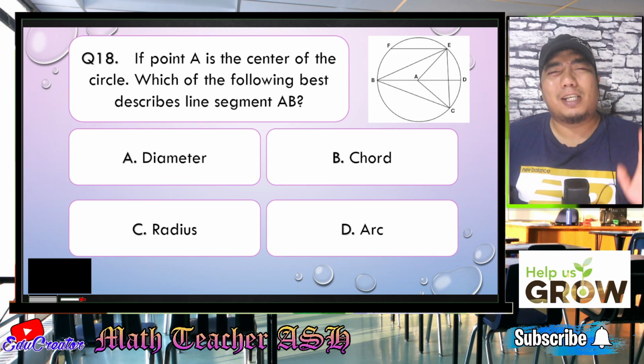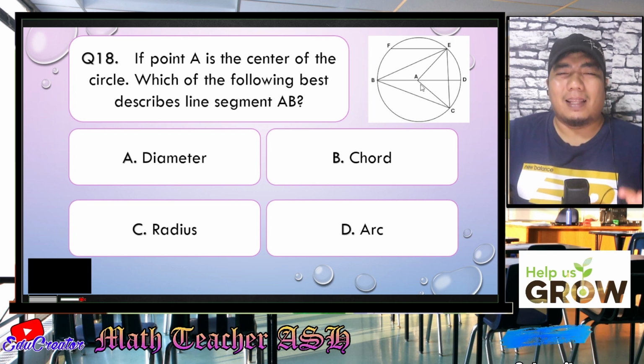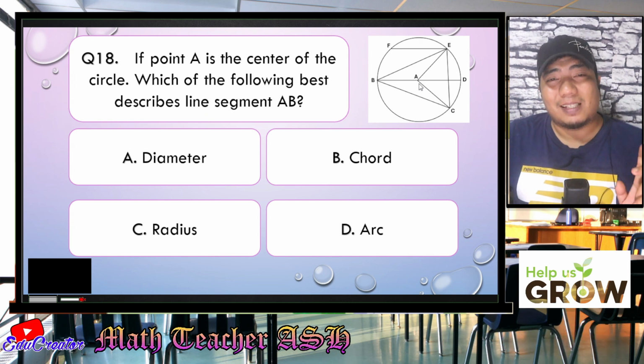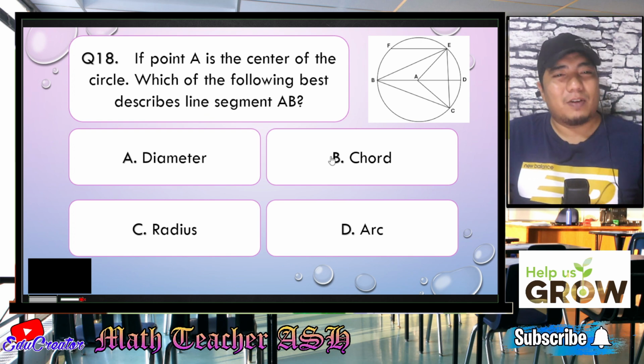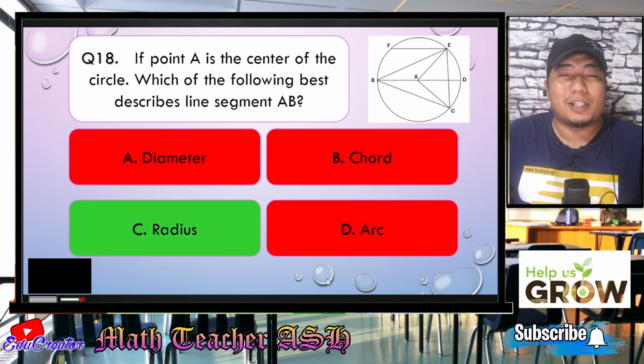Alright, math learners, this is very, very easy. Why? Because a segment that has one endpoint on the circle and the other endpoint at the center of the circle, that is the definition of, alright, very good, that is radius. Easy, right? Very easy, my dear math learners. Now, let us go to question number 19.